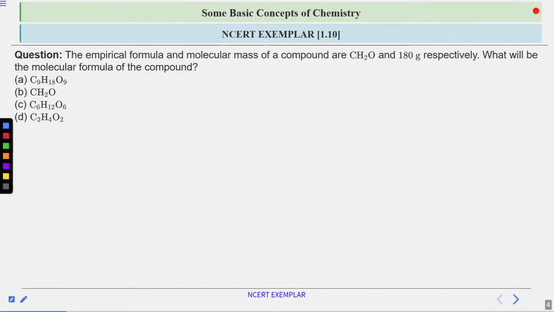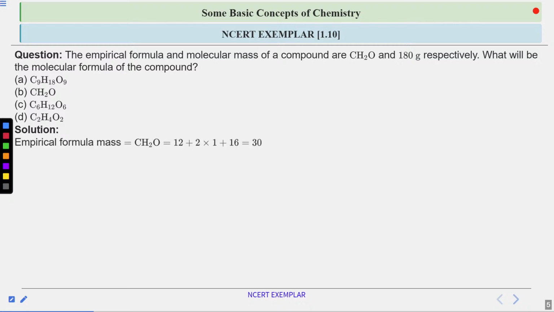So our first question is 1.10. The empirical formula and the molecular mass of a compound are CH2O and 180 gram. So this is the empirical formula and this is the molecular mass. We have to calculate the molecular formula of the given compound. These are the four options that are being given. How will we solve this question? It's very easy. You just have to calculate the n factor and do the corresponding thing.